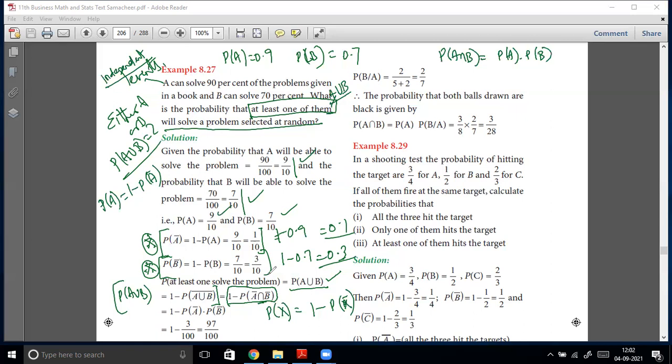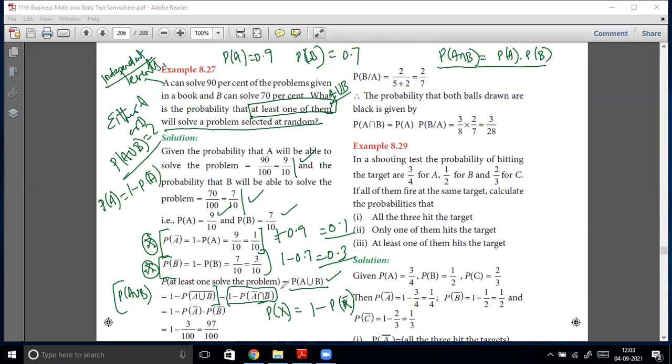Okay, are you clear? So they are independent events, so you can apply the multiplication theorem like this. P of A dash intersection P of B dash. Okay, this is all algebra from the 10th standard.